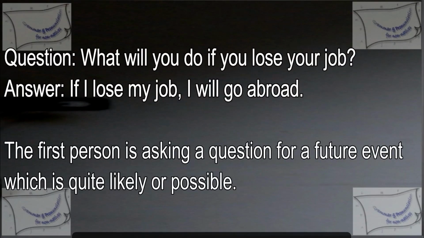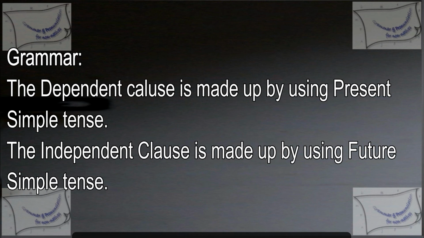The first person is asking a question for a future event which is quite likely or possible. The answer is in the same context. Grammar of first conditional. The dependent clause is made up by using present simple. The independent clause is made up by using future simple.